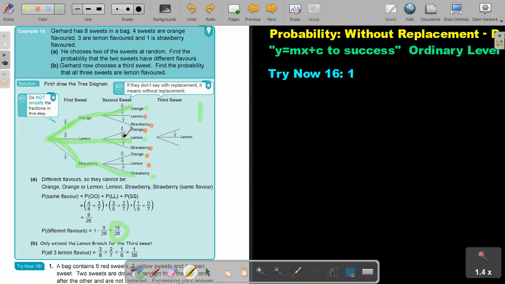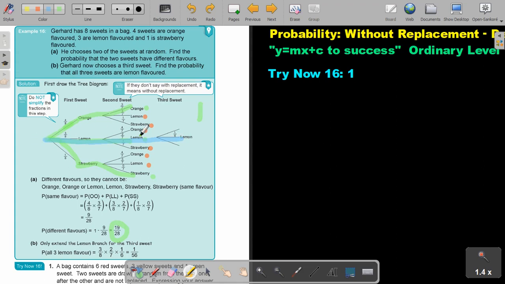Now basically you can just take the lemon and split it up again into 3, and you only work out the one you need. Now remember, there were 8 sweets, then 7 sweets, so there will now be 6. Assuming I was choosing a lemon, there were 3 lemons, then 2 lemons, and now only 1 lemon. So I will now ask you to work out lemon, lemon, lemon.